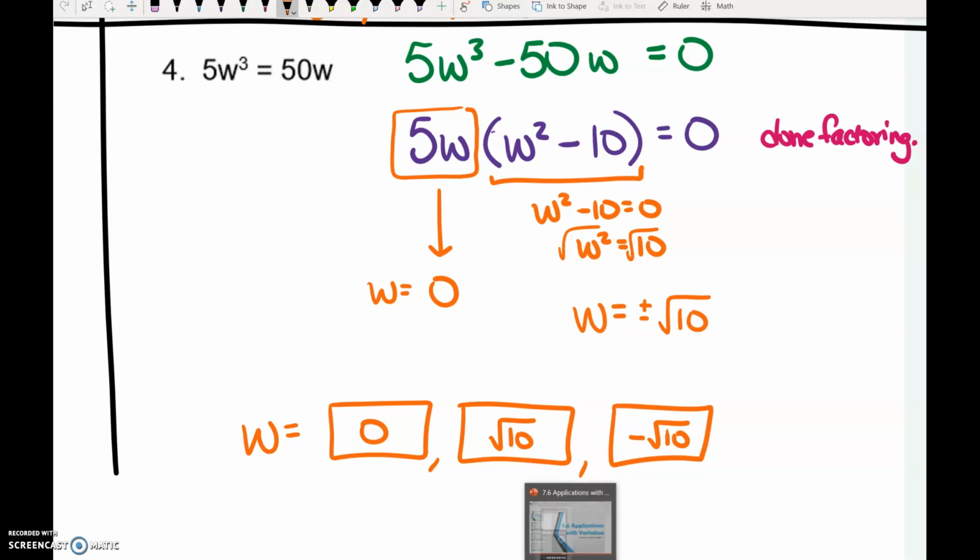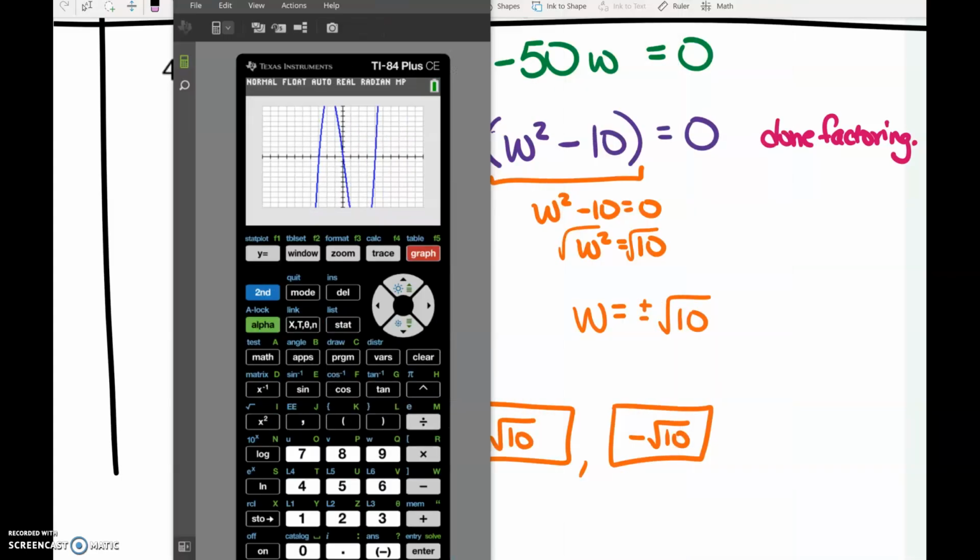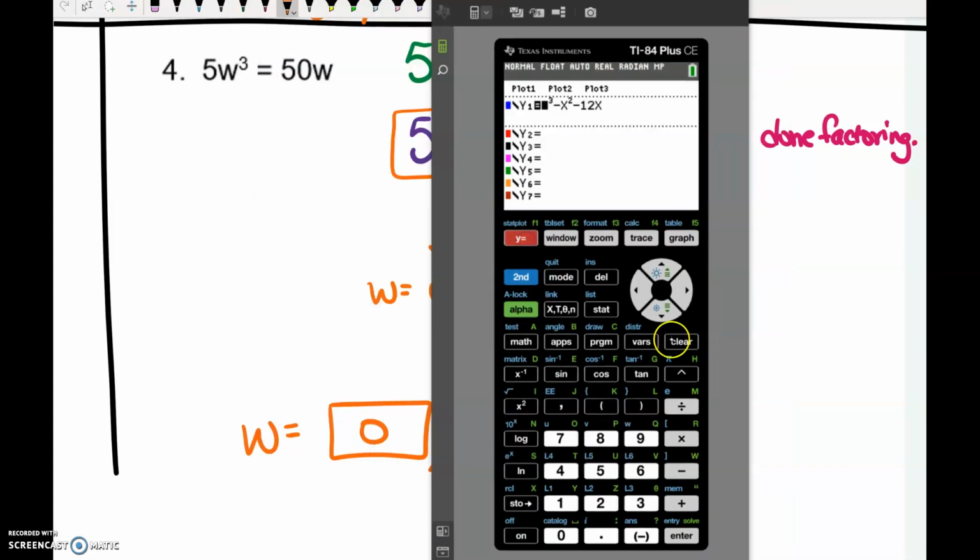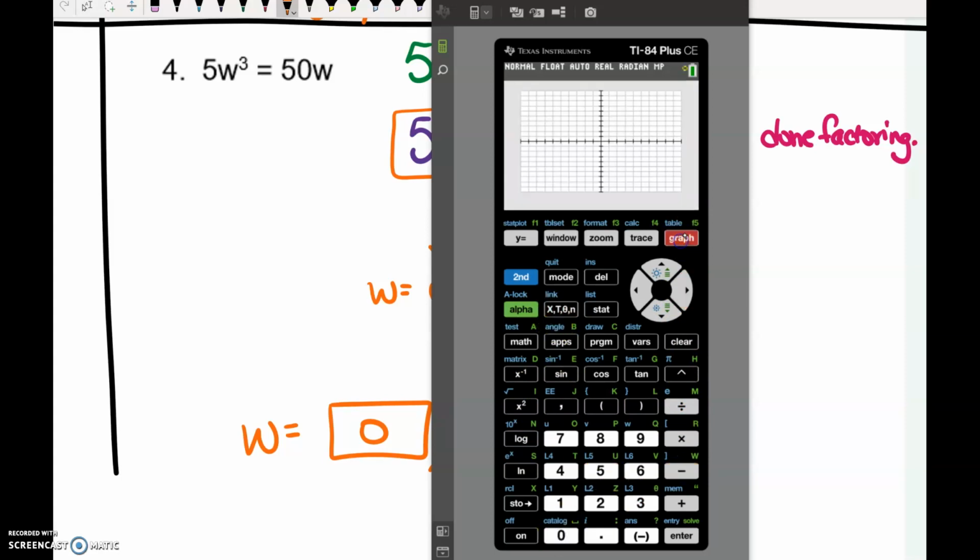And if I grab my calculator and plug this in, let's see, 5x cubed minus 50x. Okay, you can't see the whole polynomial, but the spots where it's crossing the x-axis are the negative square root of 10, the positive square root of 10, and 0 in the middle.